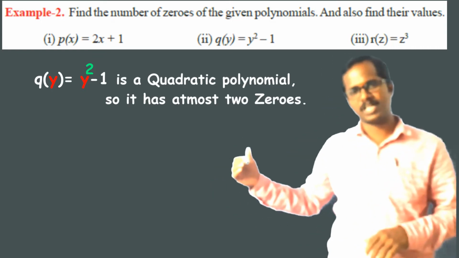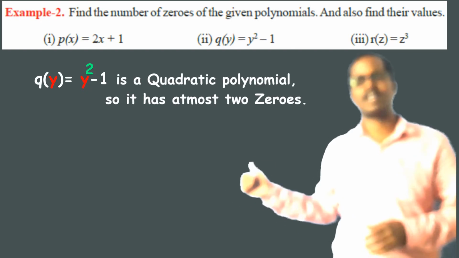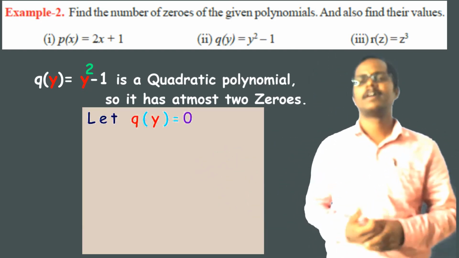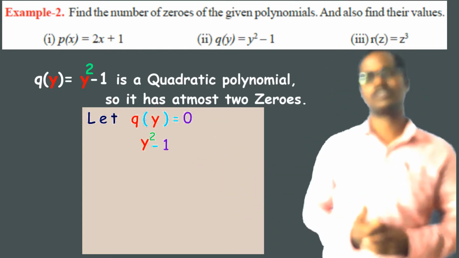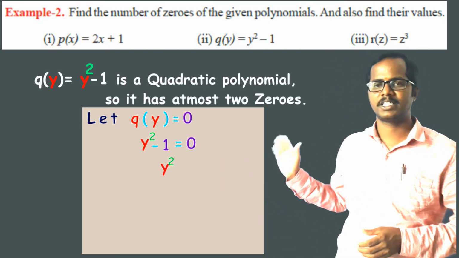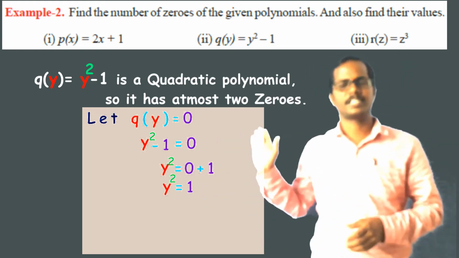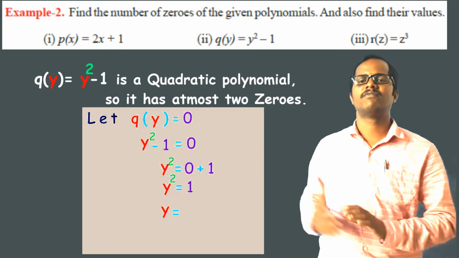So let us find out the zeros of this polynomial. For that we need to take this polynomial value as 0. So let us take q of y equals 0. Q of y is given as y square minus 1. Y square minus 1 equals 0. By transposing minus 1 to the right hand side, we get y square equals 1. And next by transposing the square to the right hand side, we get y equals square root of 1.